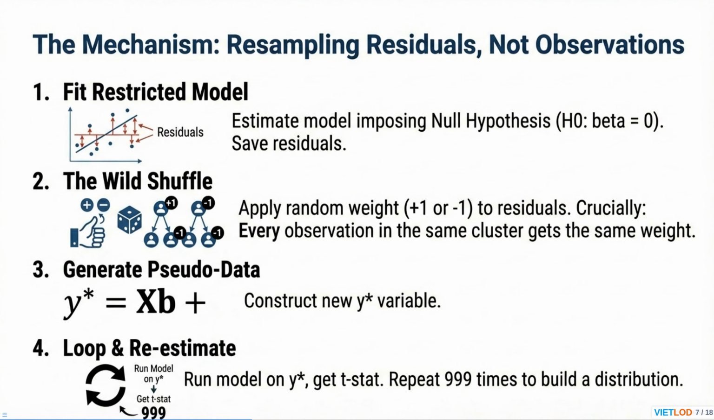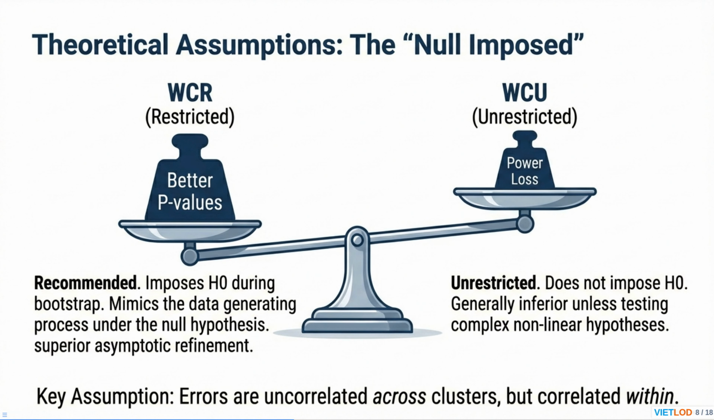This slide highlights a crucial theoretical choice in the Wild Cluster Bootstrap, whether to impose the null hypothesis during the bootstrap process. The recommended approach is the Wild Cluster Restricted Bootstrap, or WCR. This method imposes the null hypothesis, meaning it generates bootstrap samples as if the null were true. This theoretically superior approach leads to better p-values and provides what is known as superior asymptotic refinement, essentially converging to the true distribution much faster.